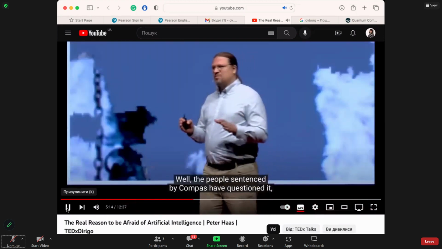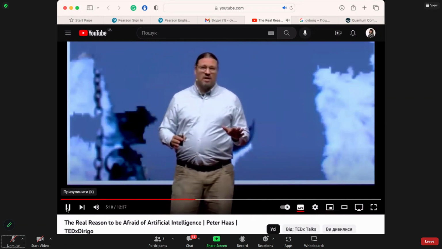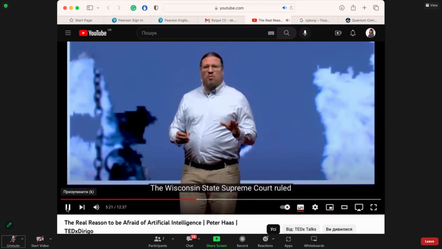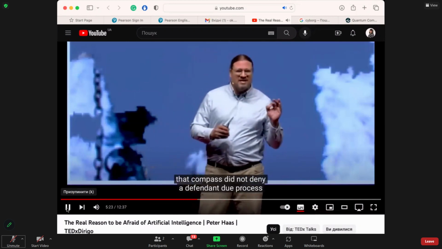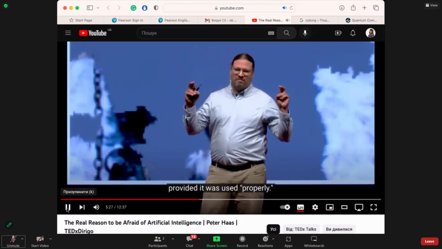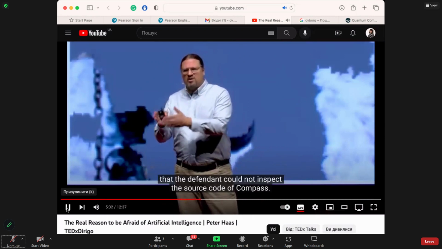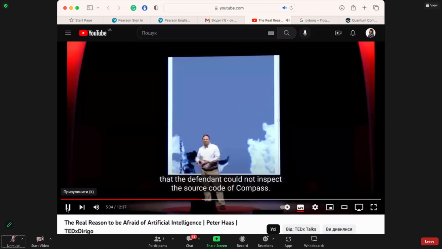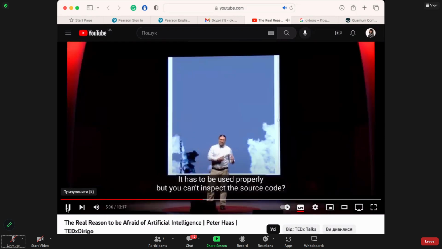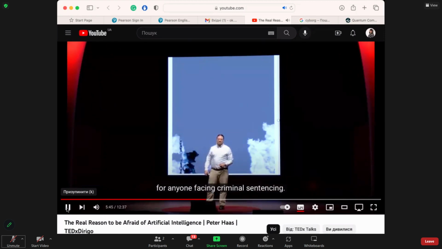Well, the people sentenced by Compass have questioned it, and their lawsuit should chill us all. The Wisconsin State Supreme Court ruled that Compass did not deny a defendant due process provided it was used properly. Yet in the same set of rulings, they ruled that a defendant could not inspect the source code of Compass. It has to be used properly, but you can't inspect the source code. This is a disturbing set of rulings when taken together for anyone facing criminal sentencing.